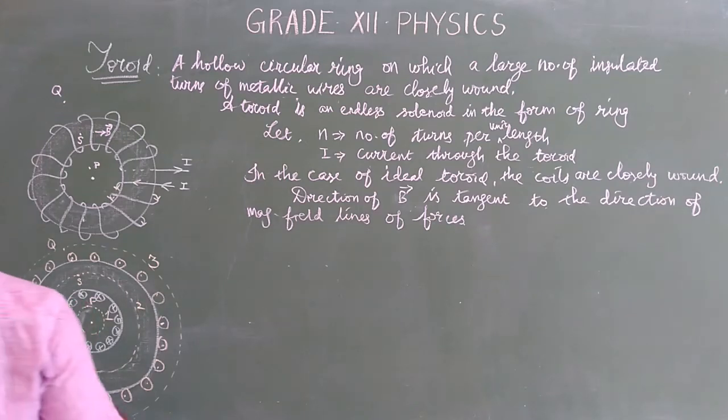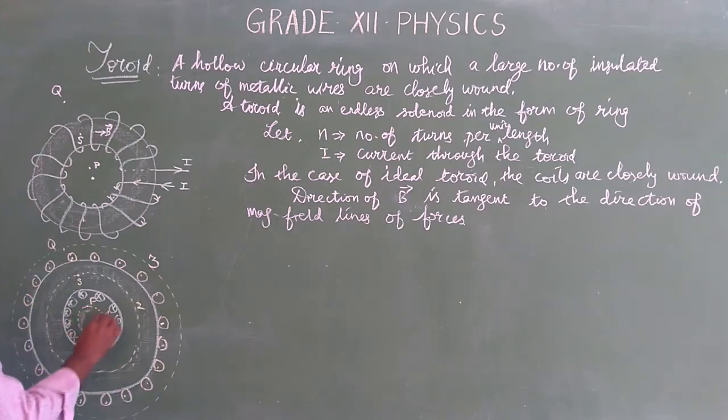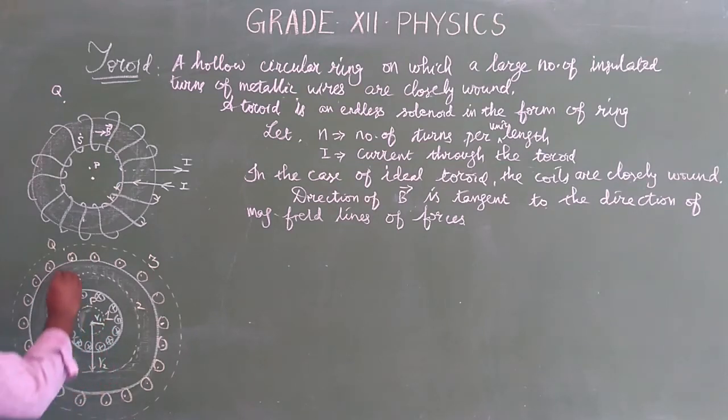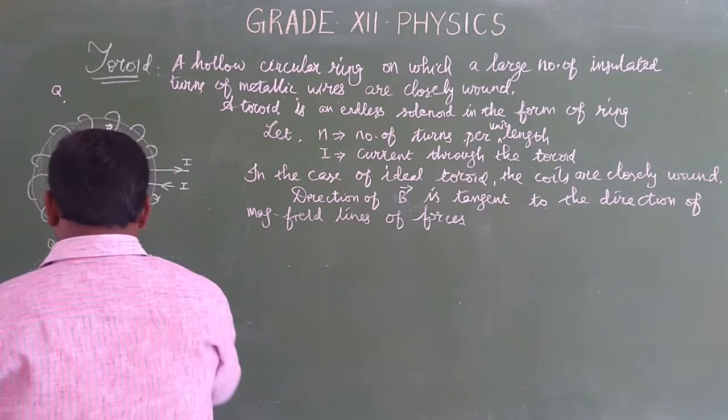Okay, that's it. Now for the first Amperian loop, the radius from the center is r1. The second Amperian loop, its radius from the central axis of the toroid, is r2. And the third Amperian loop, which is outside, has radius r3.